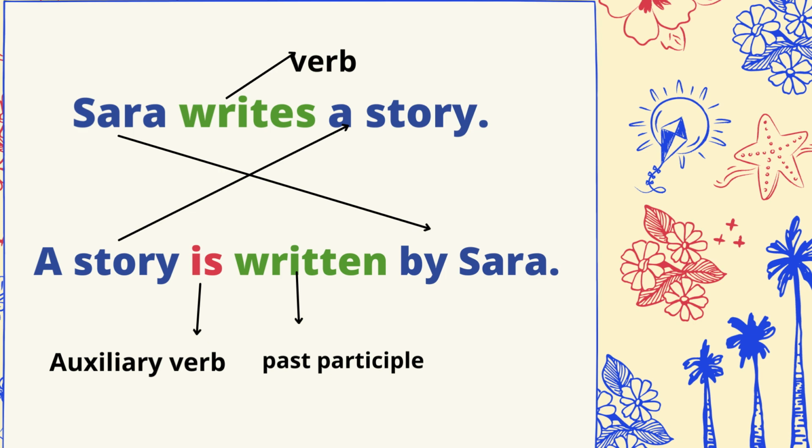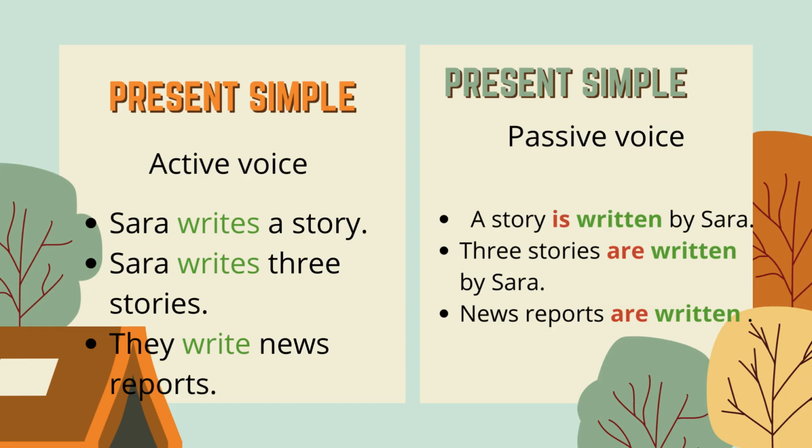And here we should consider something very important, which is subject verb agreement. A story is singular. For this reason, I'm going to use the auxiliary verb is plus written, which is the past participle form of the verb write. So here we have some examples.